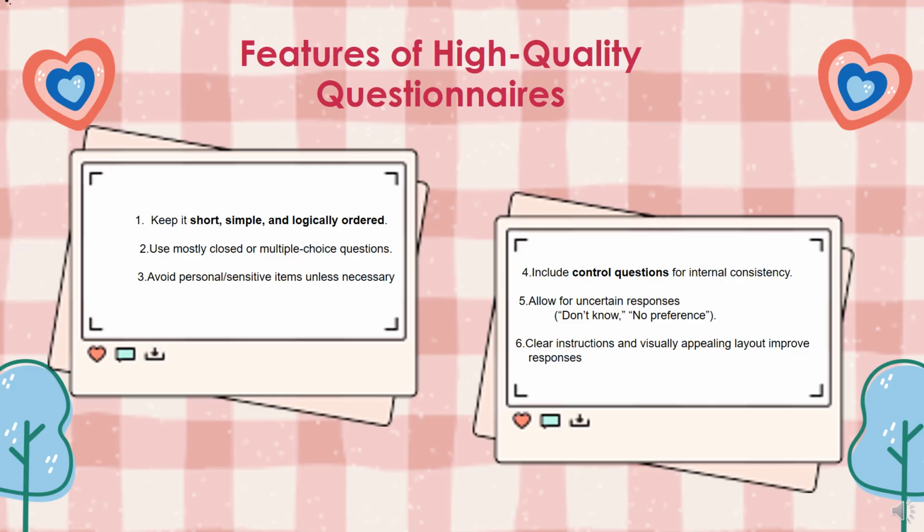This helps test whether the respondent is paying attention and being consistent. Providing a don't know or prefer not to say option allows the respondent to give honest answers instead of guessing. Also, a clear instruction at the beginning and an attractive layout such as neat fonts, good spacing, and simple language can significantly improve the response rate and quality of responses.